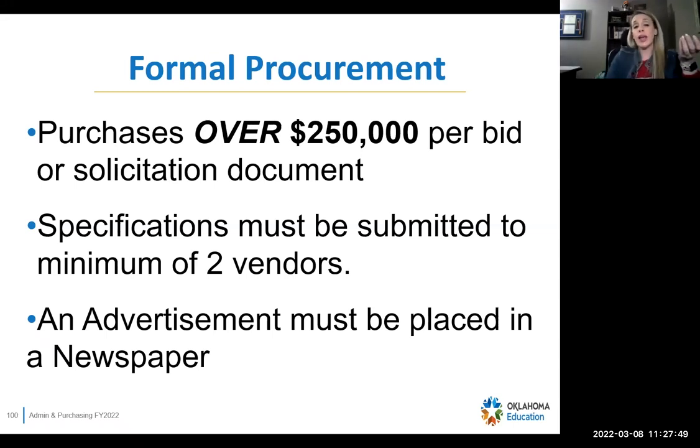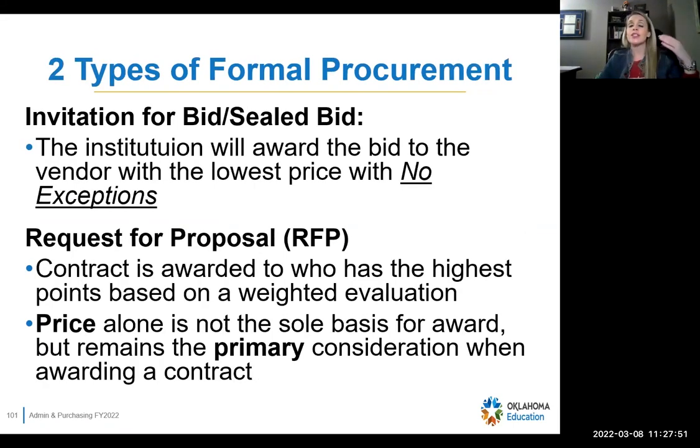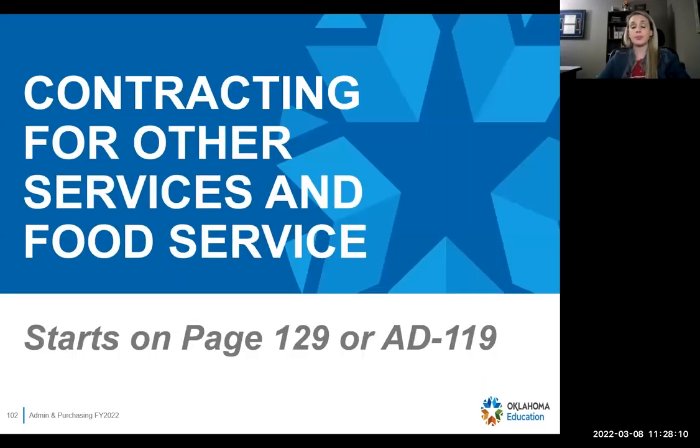But formally, you have to put an advertisement in the paper. You have to have a sealed bid opening. You have to do all these items that I don't really talk about here. There's 2 types, which is a sealed bid where you base the award only on price. The other one is an RFP, where price is a primary factor, but it's not the sole factor.